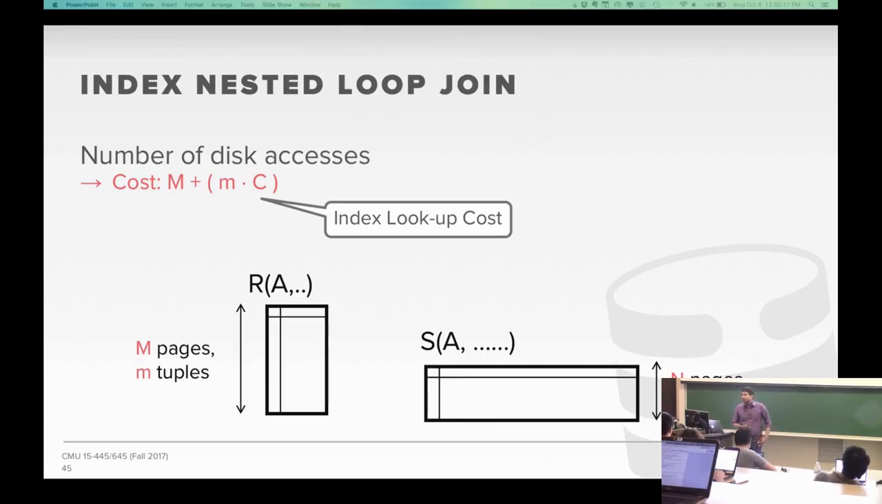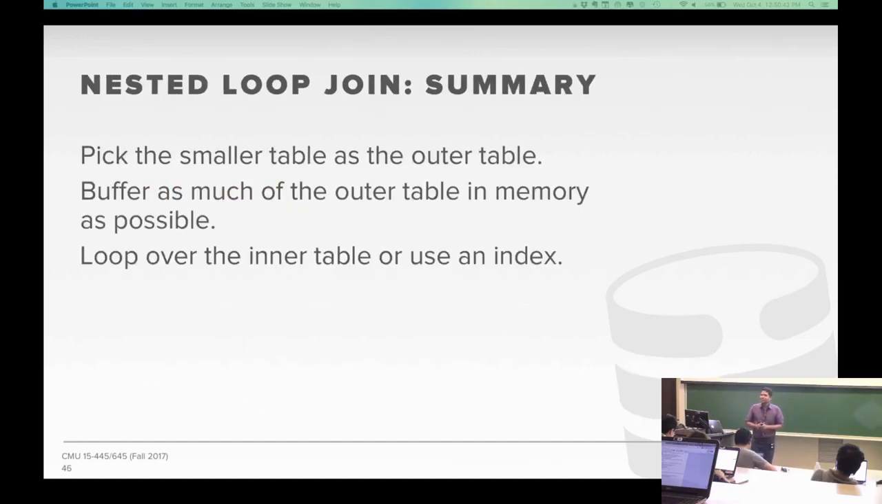I think you assume that you are doing a scan over the outer table, right? So that's what is factored by capital M. And then once you have the outer table pages, you are doing an index lookup for each such tuple. So that's why it's M times C. So that's factored in. So this represents all the IOs you will need to finish the join operation. Cool. So that summarizes the three different variants of nested loop join algorithms.